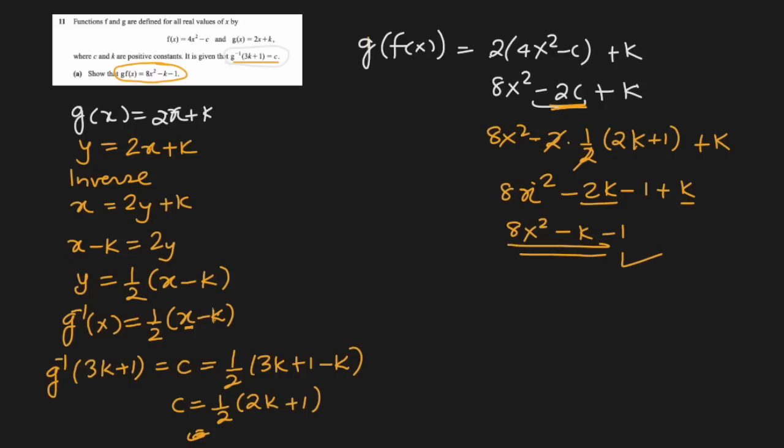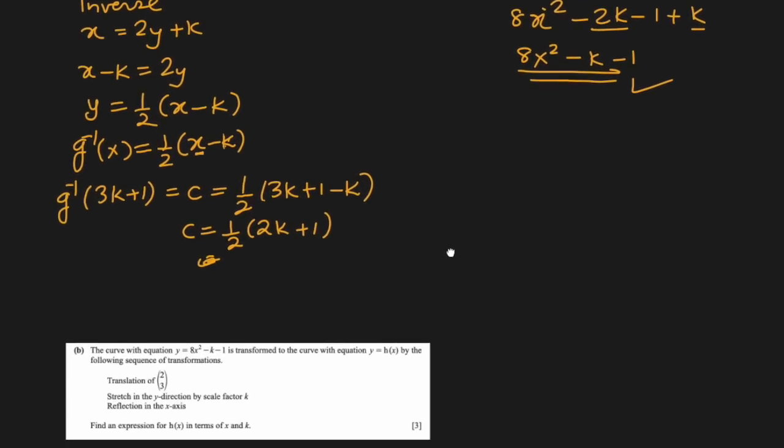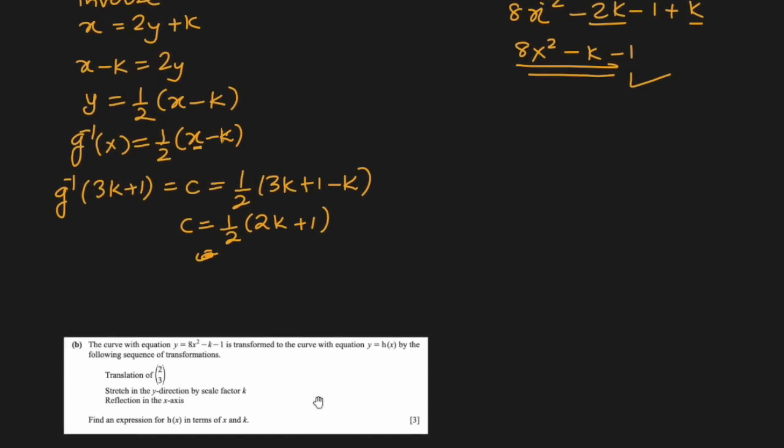Okay, let's go to the B part, which says the curve with the equation 8x square minus k minus 1 is transformed to the curve with the equation y equal to hx by the following transformations. Okay, so translation is 2 plus 3. First we should know how a transformed function looks like. So let me write the original function first. 8x square minus k minus 1.